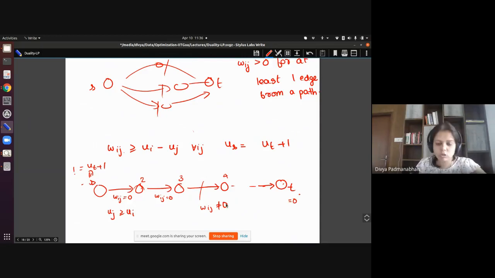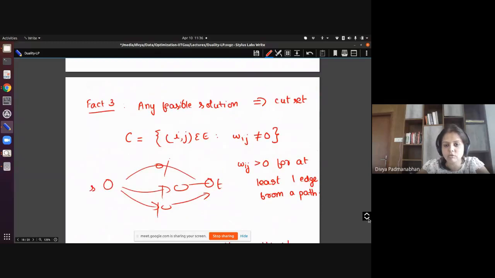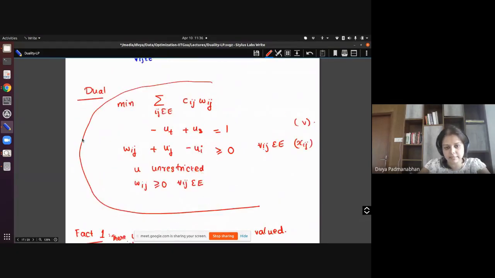So to show that this is true, assume that that's not the case. That means there is an ST path for which every edge takes a value Wij equal to 0. We are going to show that this will not happen, but assume that it happened. Wij is 0 for every edge on this path. Then because of the constraints, this is also a feasible point. Remember that we are starting off from a feasible solution. This is a feasible solution means there is a W and U such that they satisfy these constraints.